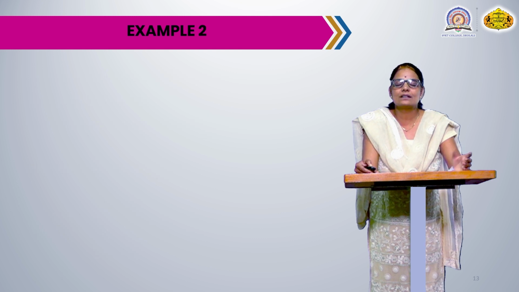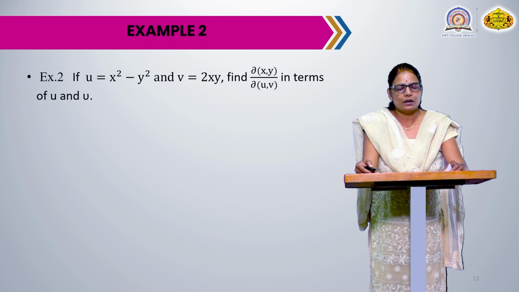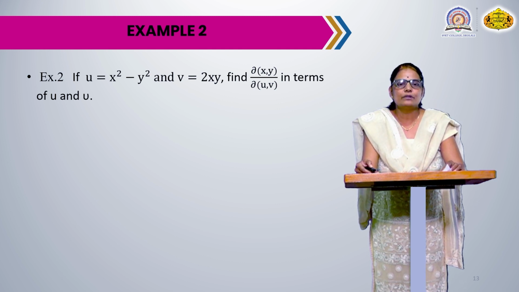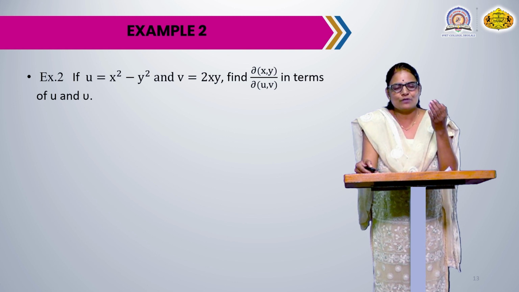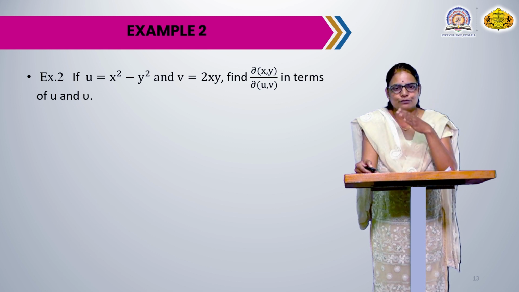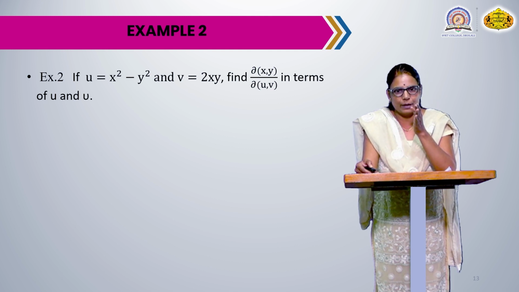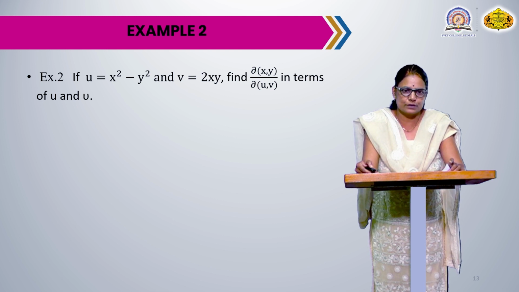Okay, now let us consider one more example of the Jacobian. This example is different from the first one. Here the function is u equals x square minus y square and v equals twice xy. This is a transformation. In the previous example we were given x and y in terms of u and v; here we are given u and v in terms of x and y. Our question is to find the Jacobian of the transformation, in terms of u and v also.